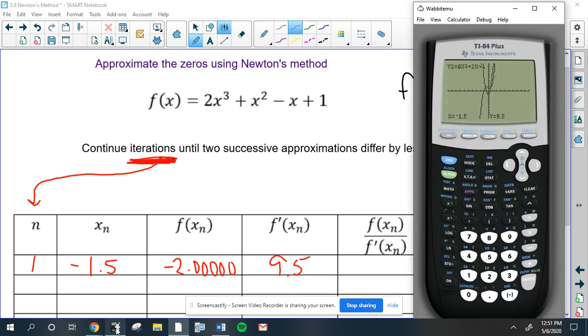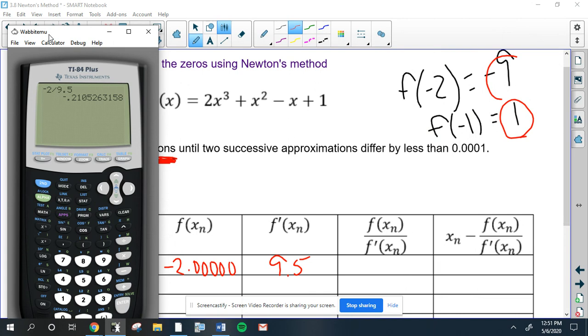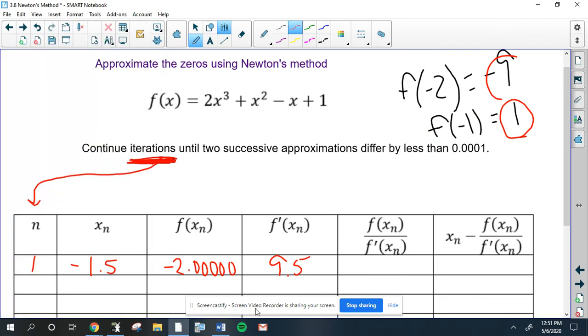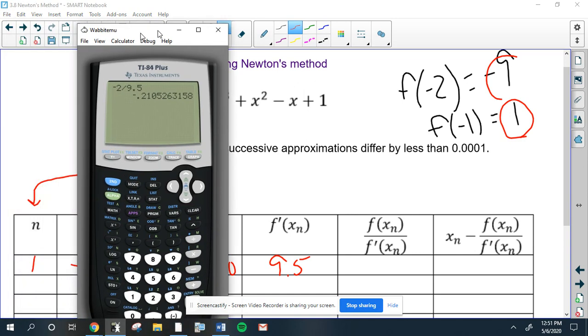So now you just do the calculations. Calculations are at 9.5. -2 divided by 9.5. That's that number. Normally I would put it in here, but I'm just going to keep going because I'm really interested in the final. The next thing I'm going to go x sub n, which is -1.5, minus the answer I just got here.